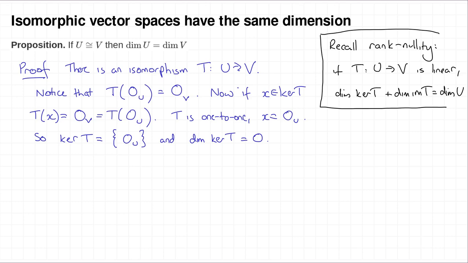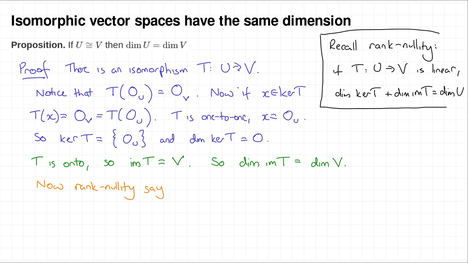Let's now identify the image of T. Again, T is an isomorphism. An isomorphism must be a bijection. A bijection must be onto. If T is onto, then its image is the whole of its codomain. So the dimension of the image of T is equal to the dimension of V. So finally, let's just use the rank nullity formula. It says that the dimension of the kernel of T plus the dimension of the image of T is equal to the dimension of the domain of T. 0 plus the dimension of V is equal to the dimension of U. That's proved the result that we wanted to prove.